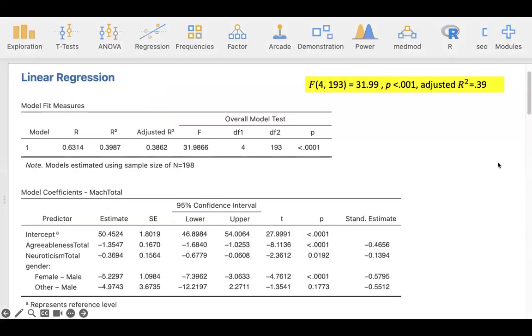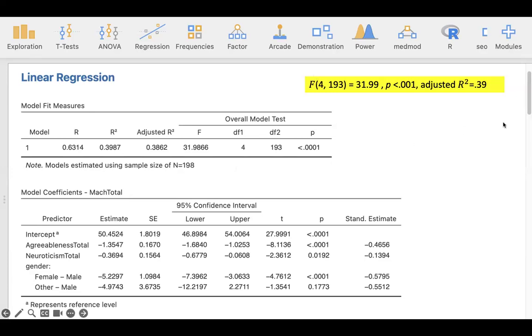So for our results, that overall model is our first step. You can see that we're just taking that information and saying, okay, our degrees of freedom is 4, comma, 193. So F with 4 degrees of freedom, comma, 193 equals 31.99. I'm just rounding correctly there. p is less than .001 because it is teeny tiny. Comma, adjusted R squared equals .39. So I'm using the adjusted R squared here, not the R squared. Not a huge difference there, but again, we just use that adjusted R squared so that we're not overinflating it.